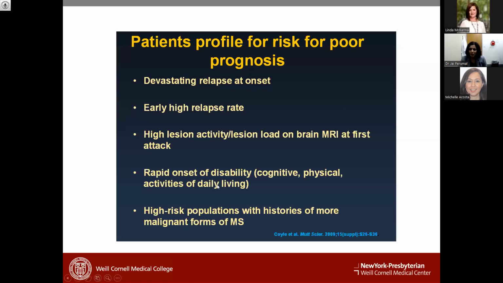Same thing, rapid onset of disability because they didn't recover from their first relapse. And like I mentioned before, African Americans tend to have a higher disease burden than Caucasians.